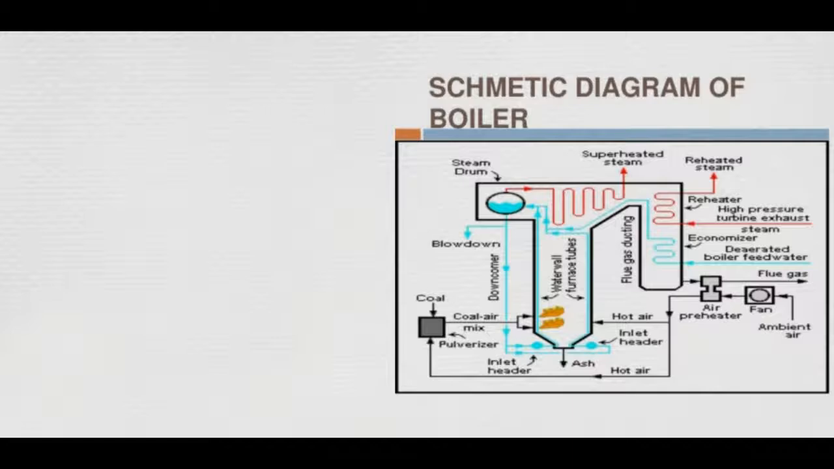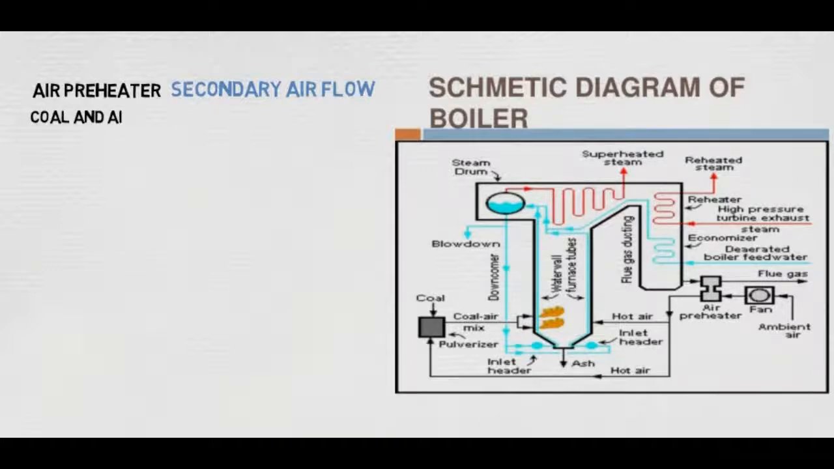This is a schematic diagram of a boiler. The air through the FD fan, which is the forced draft fan, passes through the APH, that is the air preheater, and then to the boiler. This is also called the secondary airflow, which supplies air in the boiler for combustion. Next, the coal and air mix passes into the boiler for lighting up the boiler.